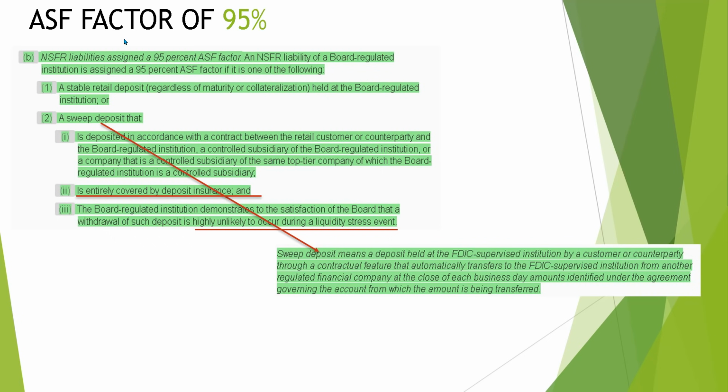So as you can see, to get that factor of 100% or 95%, you have to have reliable funding. It can't be uninsured, bad assets. It's got to make sure it has value in it. So that is good to see. And then also the board regulated institution demonstrates to the satisfaction of the board that a withdrawal of such deposit is highly unlikely to occur during a liquidity stress event. So in the case that they have an event like this, they don't want unreliable funding, because if they have to tap into it, you can see how that could get bad.